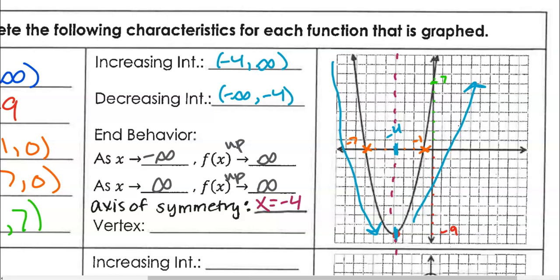All right, my vertex. We've been using it. It's this turning point. It has an x of -4 and a y of -9. So your axis of symmetry is always the x value of your vertex.